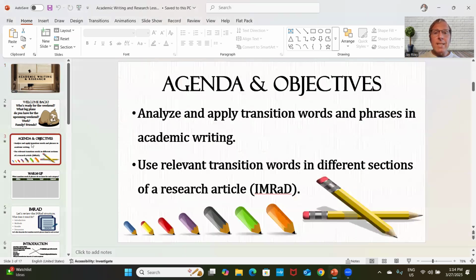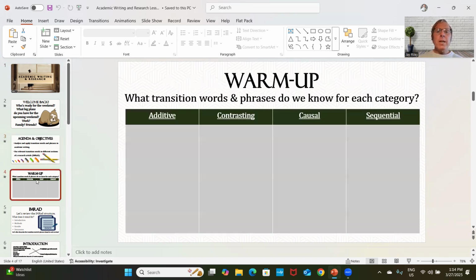So, as I said, in today's lesson, we're going to talk about our transition words and phrases, and how they apply to each section of the research article. As we get started, I want you to think about some transition words and phrases that you know. They can be additive, they can be for creating contrast, they can be causal, or they can be sequential.